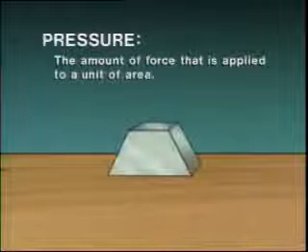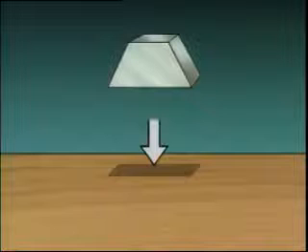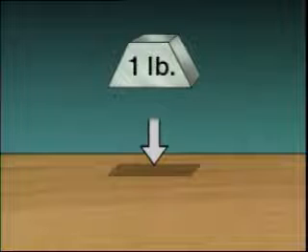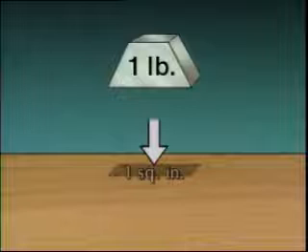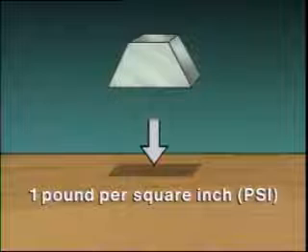Simply put, pressure is the amount of force that's applied to a unit of area. For example, the pressure exerted by a solid object is its weight applied over the surface area that it's resting on. If the object weighs 1 pound and the surface area is 1 square inch, then the pressure exerted by the object is 1 pound per square inch, or 1 psi.